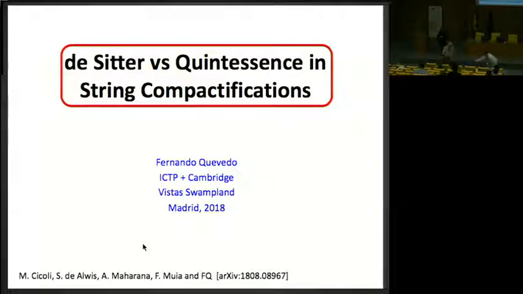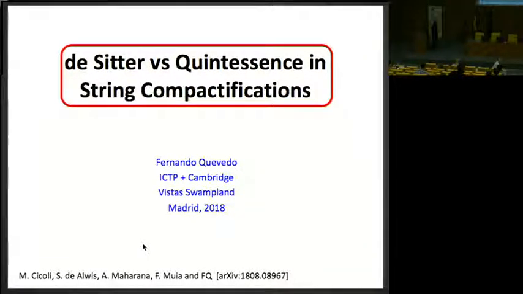Okay, well, thank you, Bert. I join the other speakers in thanking all the organizers for putting together this nice workshop. And it's always a pleasure to come back to Madrid. This is one of my favorite places, and it's great to see friends here all the time.